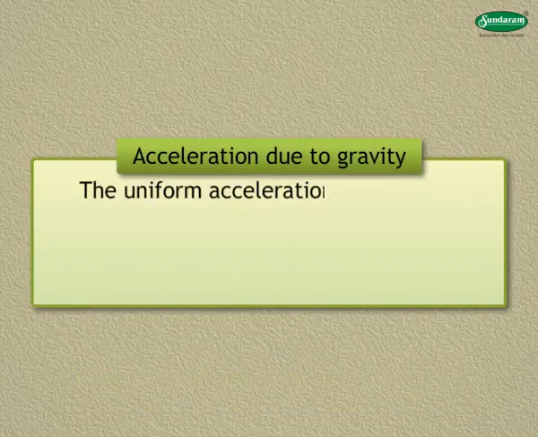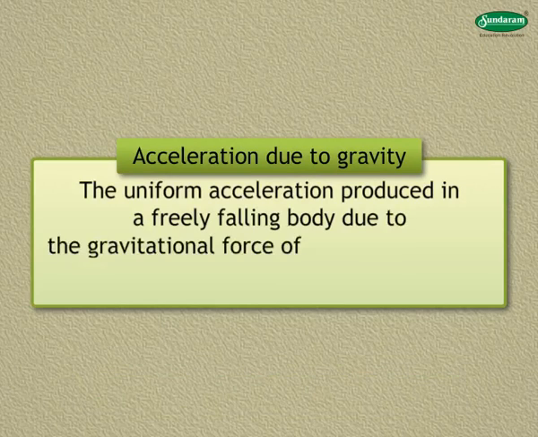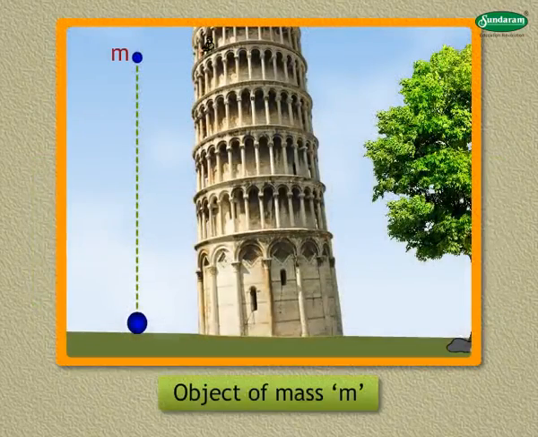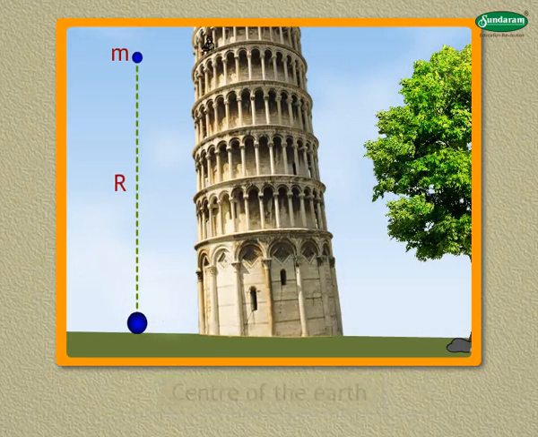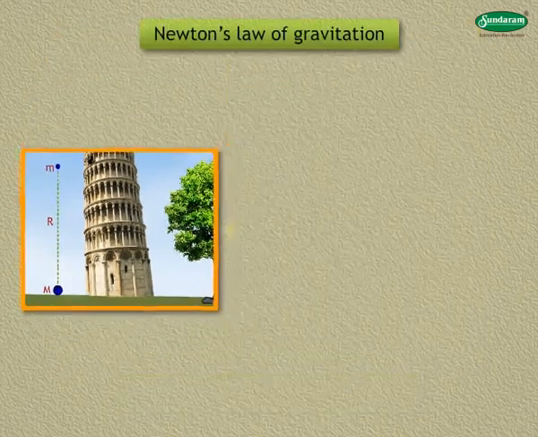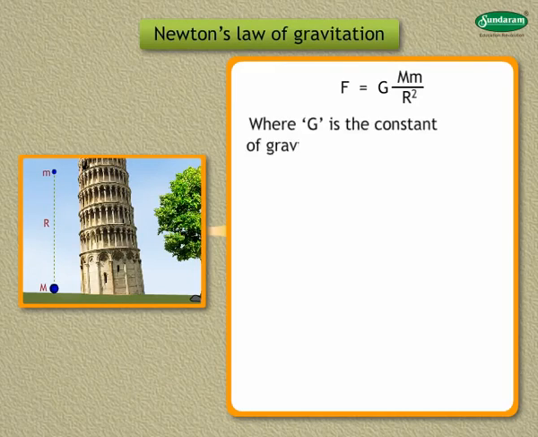The uniform acceleration produced in a freely falling body due to the gravitational force of the Earth is called the acceleration due to gravity. Suppose an object of mass m is released from a distance r from the center of the Earth. Let M be the mass of the Earth. Then, using Newton's law of gravitation, we have F is equal to G multiplied by M multiplied by m divided by r squared, where G is the constant of gravitation.